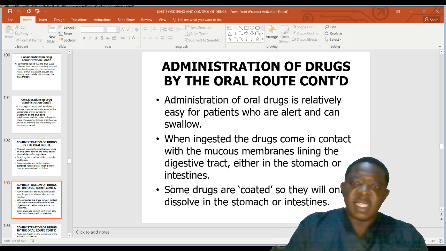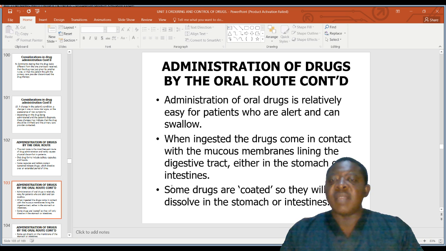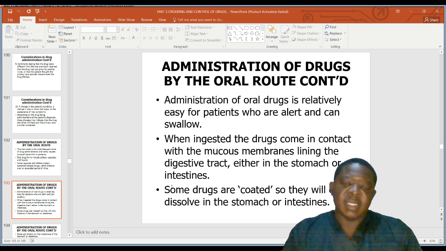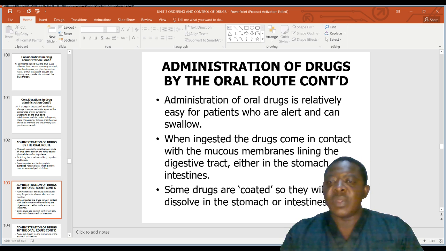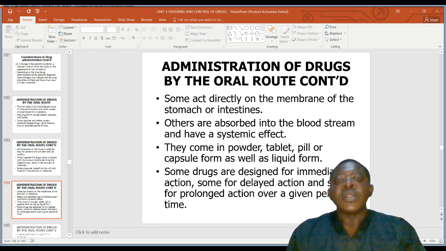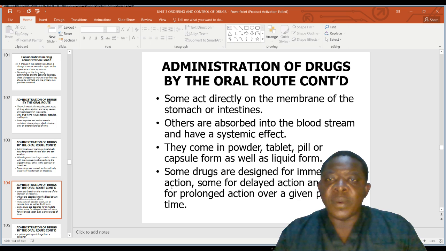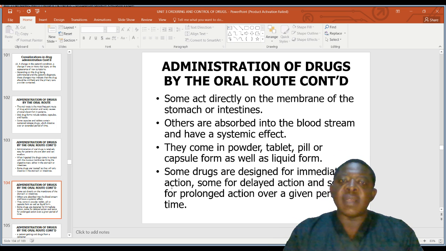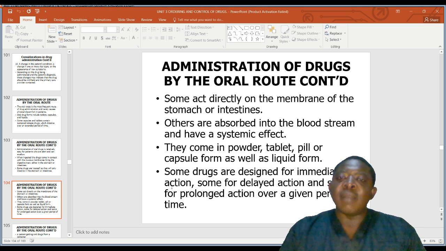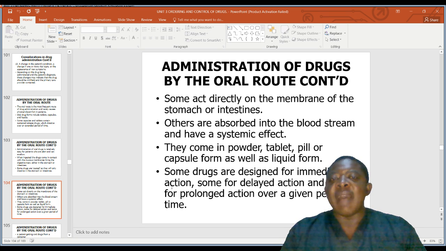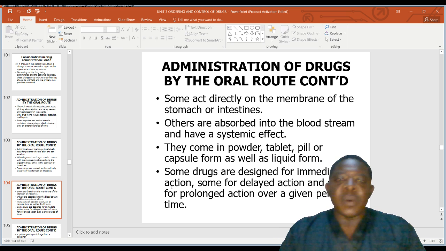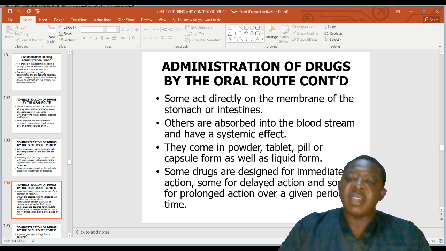When ingested, the drugs come in contact with the mucous membranes lining the digestive tract, either in the stomach or intestine. Some drugs are coated so they will only dissolve in the stomach or the intestine. Another advantage of oral administration is that some drugs act directly on the membrane of the stomach or intestine, whilst others are absorbed into the bloodstream and have a systemic effect. They come in powder, tablet, pill, or capsule form, as well as liquid form.